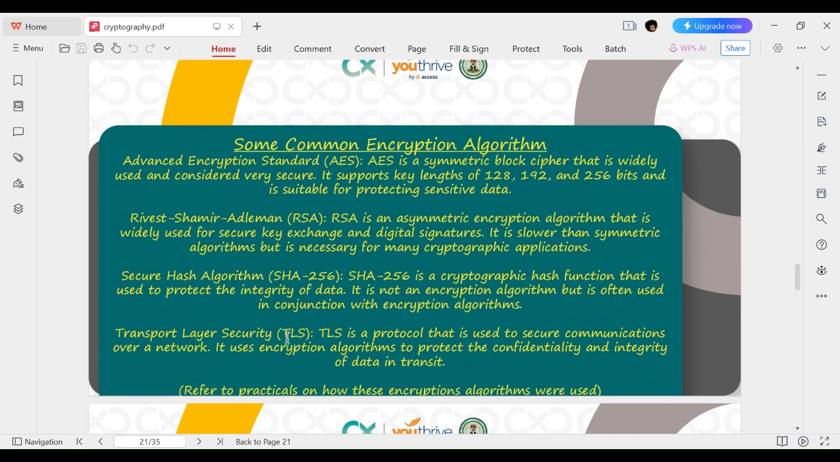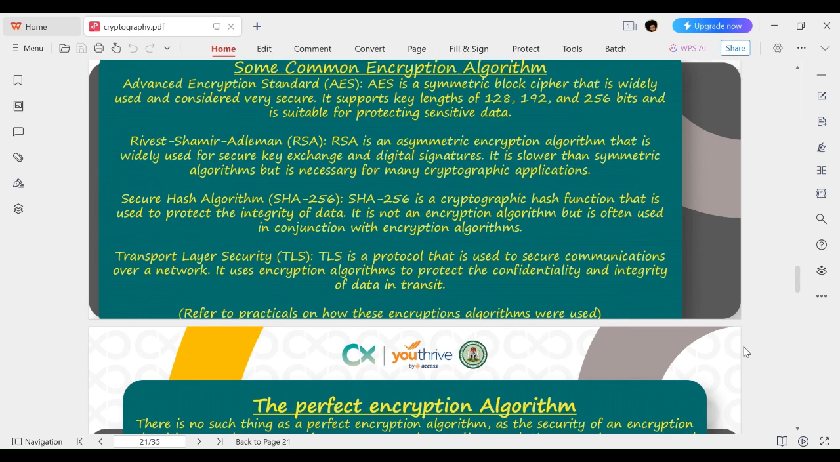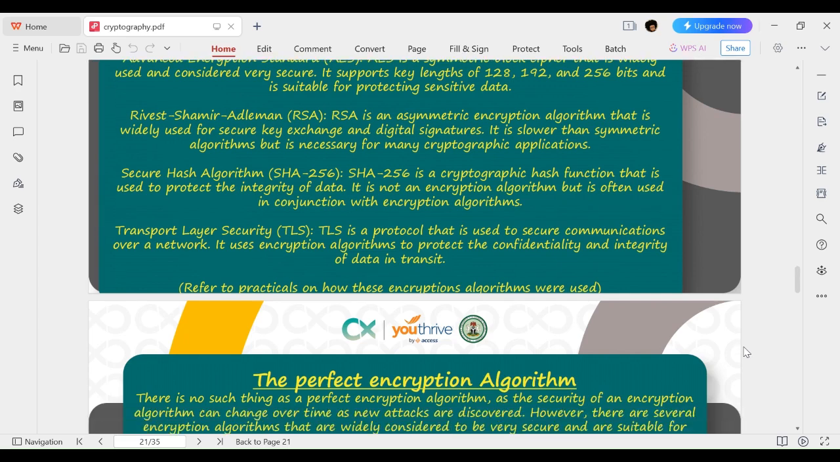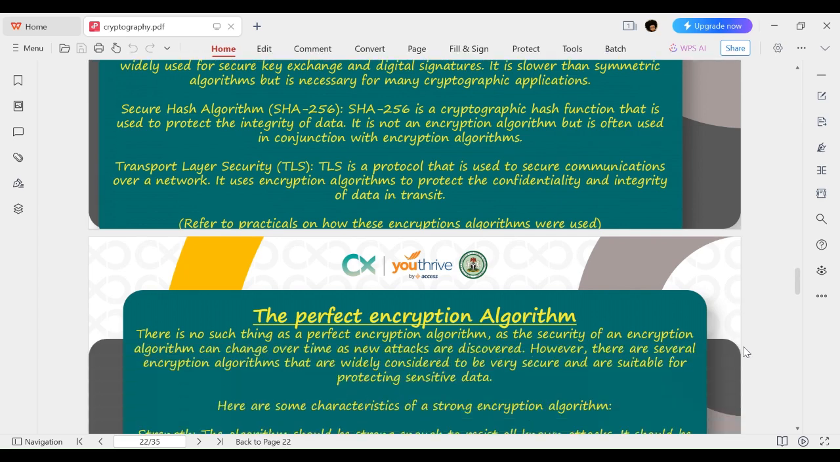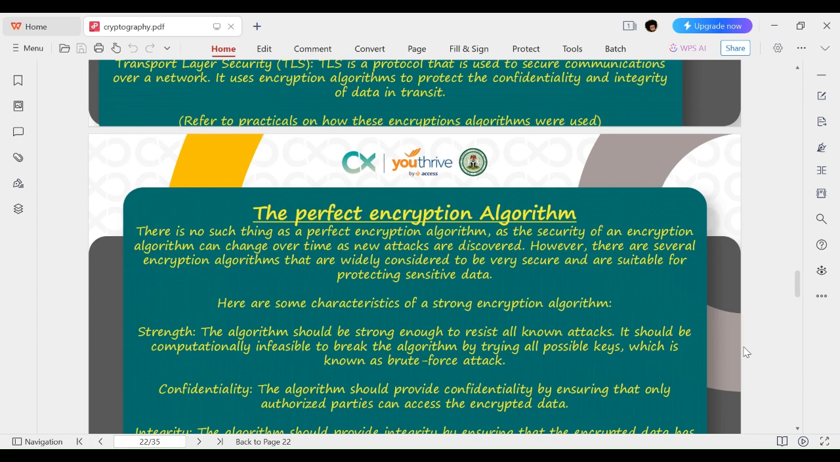Then they have Transport Layer Security. TLS is a protocol that is used to secure communications over a network. It uses encryption algorithms to protect the confidentiality and integrity of data in transit. What is the perfect encryption algorithm?